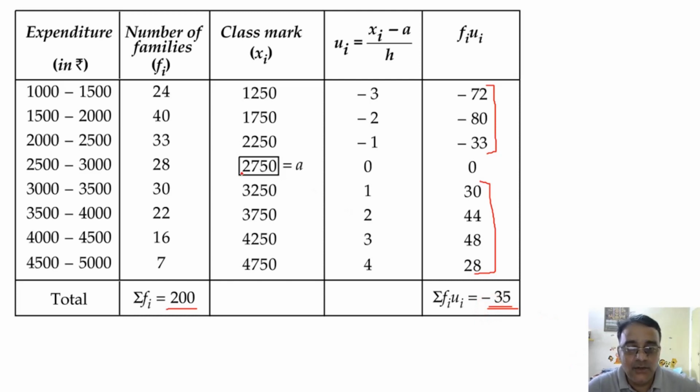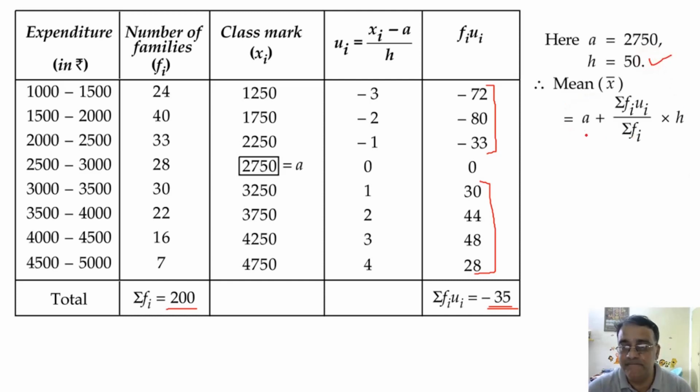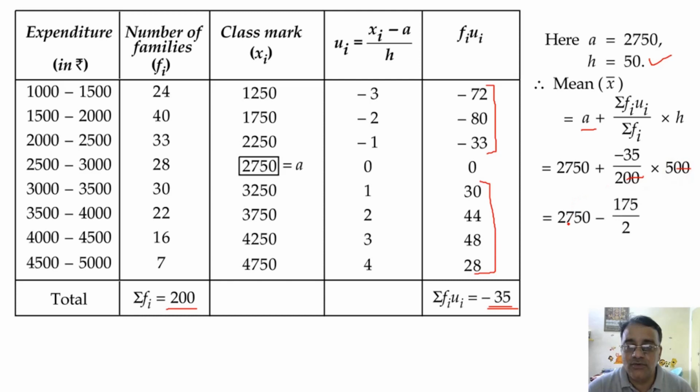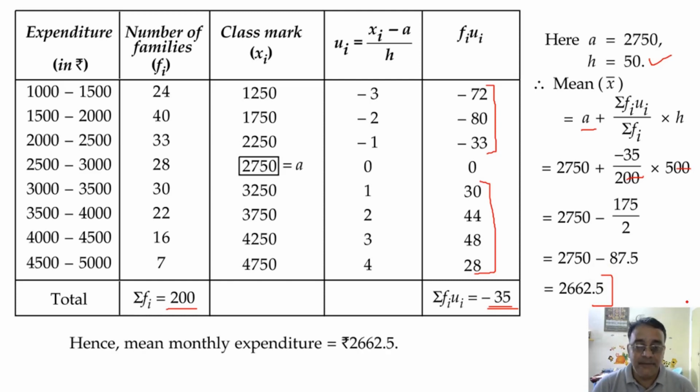Now what is A? 2,750 and H is 500, that we are going to write here. And we have to write the formula also. This is the formula. A is 2750 plus -35 upon 200 into 500. So here we can cancel, right? So 2750 minus 175 by 2. Divide then subtract. 87.5 subtract and we get the final answer 2662.5. Hence the mean monthly expenditure is equal to rupees 2662.5. Any doubt here?